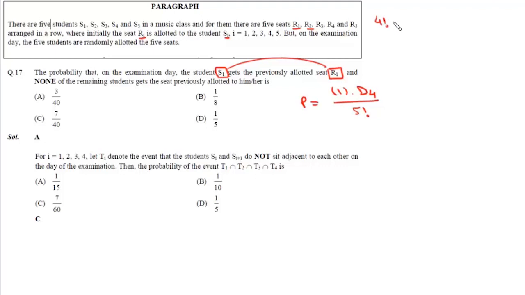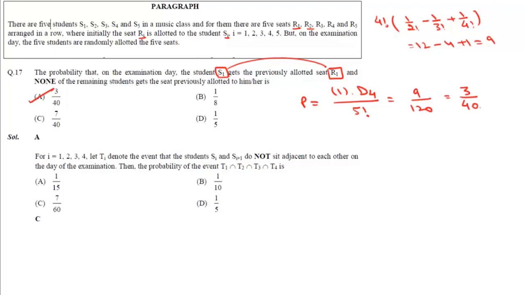Now D4 is factorial 4, 1 upon factorial 2 minus 1 upon factorial 3 plus 1 upon factorial 4. Now this is 12 minus 4 plus 1. So it will be 13 minus 4, 9. So this probability is 9 by 120, which is simply 3 by 40, and that's your option A.